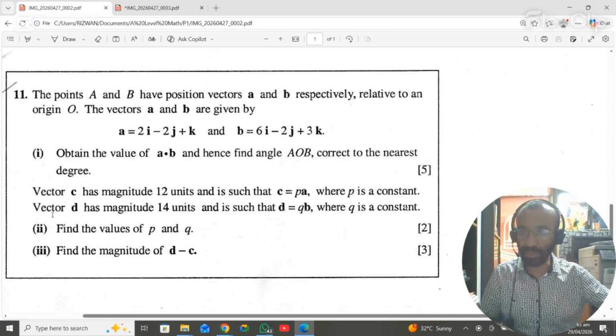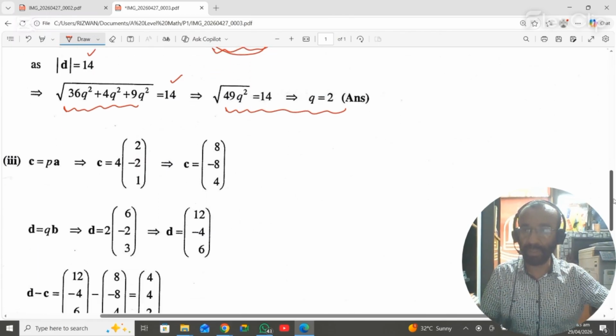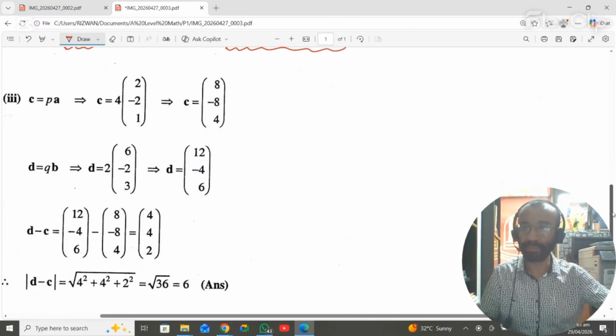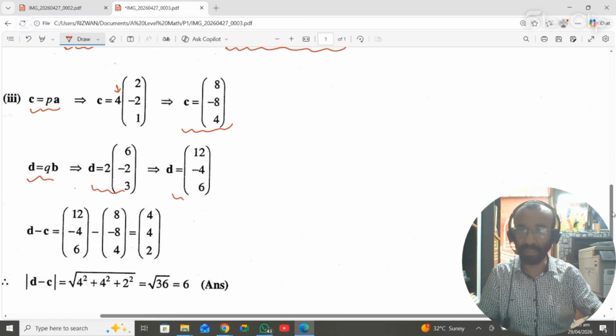Okay, now come to the next part. The third part is to find the magnitude of d minus c. So in the previous part, you found the value of the c vector and the d vector. So c's vector was this one. We have found p's value, so this value will be multiplied inside the bracket with the a vector, and the c vector will become this. Likewise, the d vector will become this.